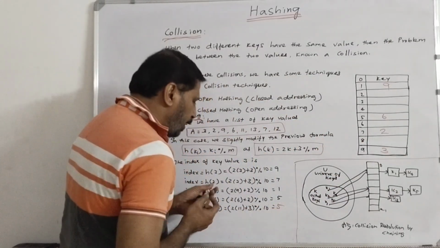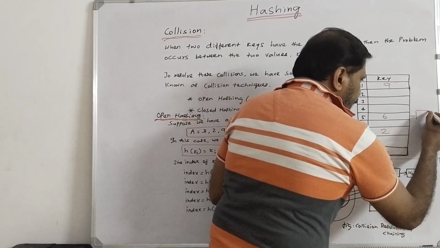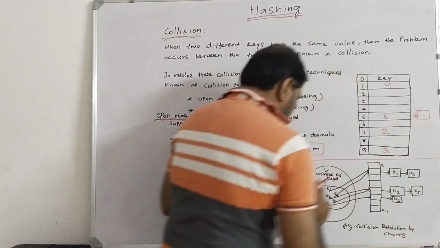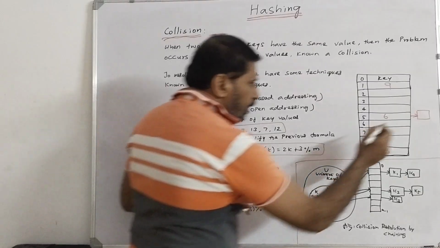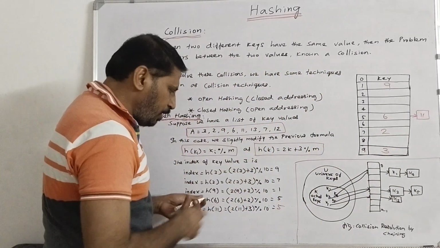At index 5, what do I do? I have to create one more memory address. In that memory address, I store the next number, 11. Is the point clear? This is what we have to do.